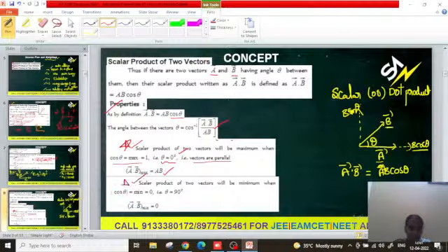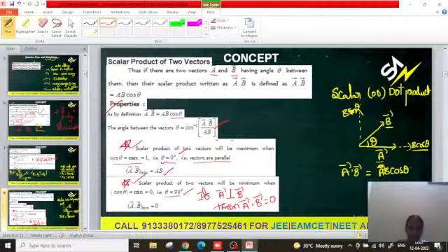Next property: the scalar product of two vectors will be minimum when cos theta is minimum. Cos theta minimum means it should be 0, which means the angle between them will be 90 degrees. So A bar dot B bar minimum will be equal to 0. If A bar is perpendicular to B bar, then you can apply the property A bar dot B bar is equal to 0. Their dot product will be equal to 0.